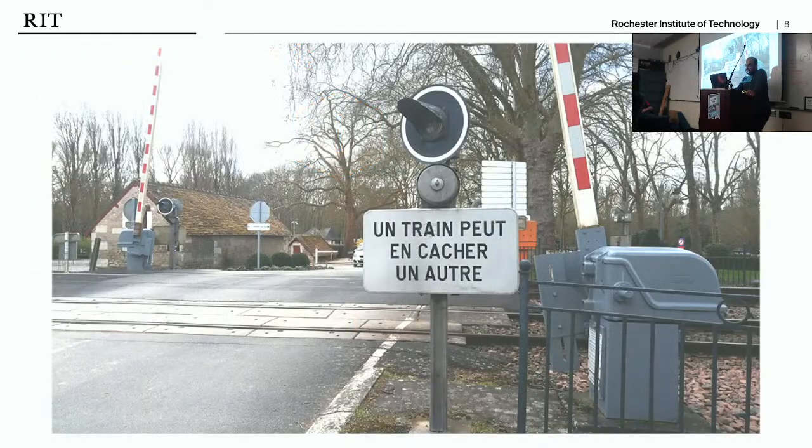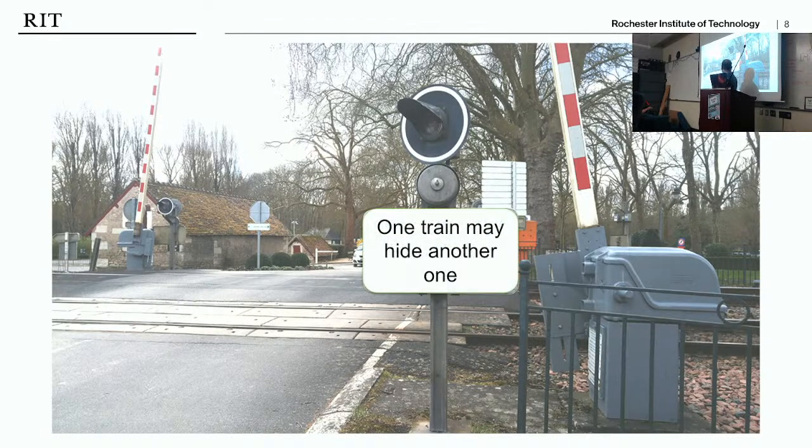When I used to live in France, I used to see this sign a lot when I crossed the railroads, right? Anyone can read this? A train... I know there were trains there. Yeah, there's a train there. You know, un train peut en cacher un autre. It means a train can hide another one.